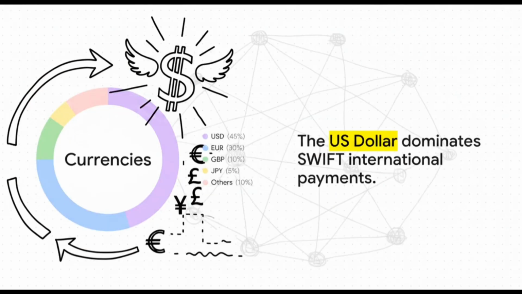Now, if we look at a breakdown of the currencies being used in these tens of millions of daily messages, we see a distinct hierarchy that beautifully illustrates the balance of power within the network. The US dollar, the euro, the British pound, and the Japanese yen dominate the vast majority of the traffic. The US dollar alone frequently accounts for over 40% of all international payments sent over SWIFT.